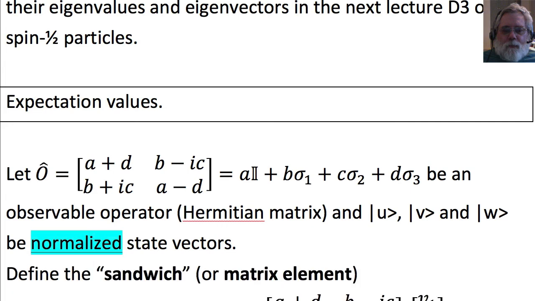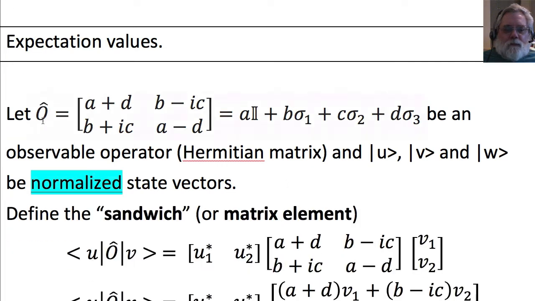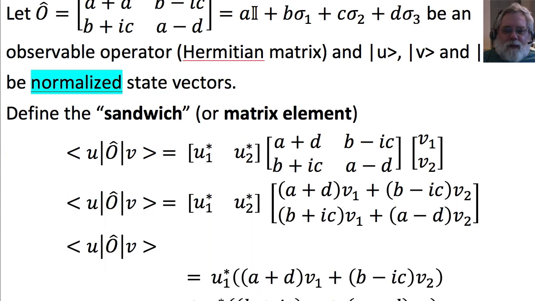Expectation values. Let O be this operator in the form that we've already discussed it. It's an observable operator, a Hermitian matrix. Let U, V, and W be normalized state vectors. We can define the sandwich or the matrix element as follows. So a sandwich looks like an inner product, but it's got something in the middle of the sandwich. So there's meat in the sandwich.